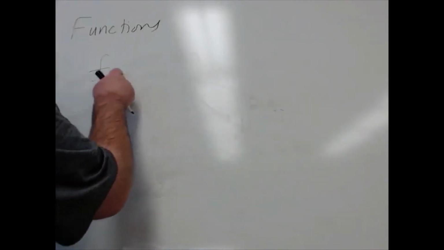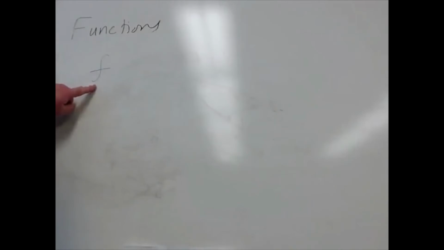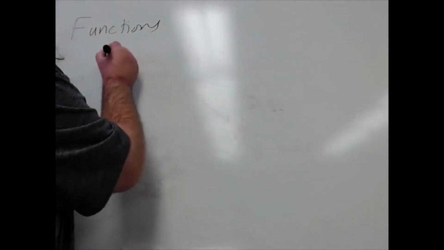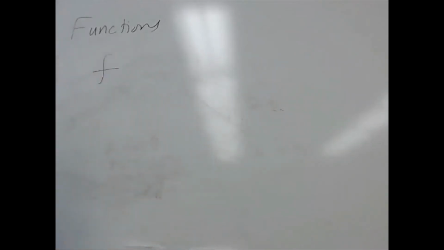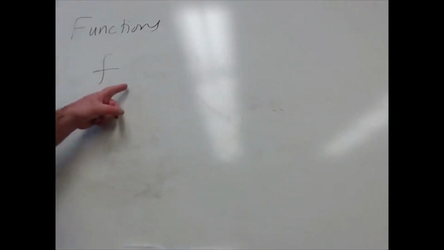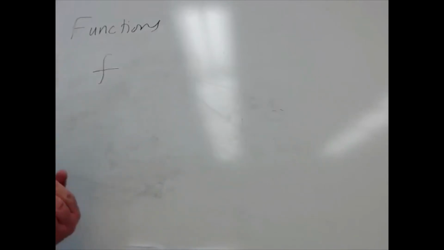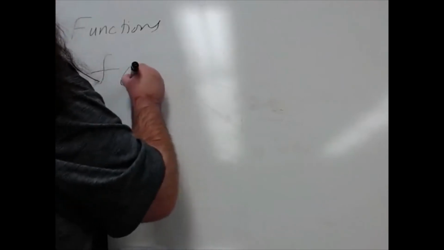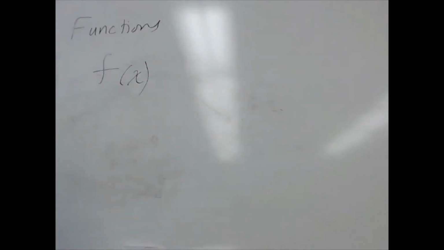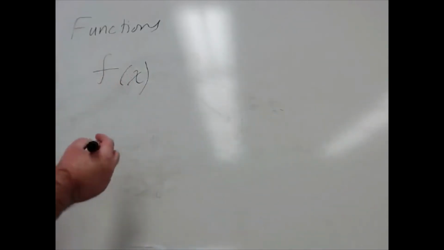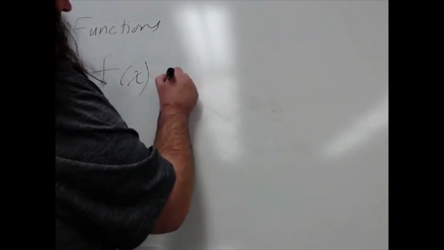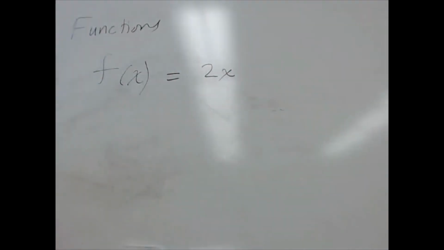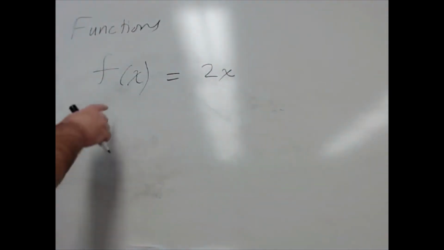So the function notation tells me the name of the function, which in this case is f. The name of the function is f, and then the function notation also tells me what variable is the input. So if this is f, my input variable could be x. So the function notation could be f of x. An example of function notation would be if I have f of x equals 2x. This was the first function that we did. It was a function called f.